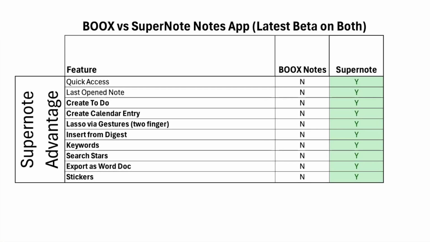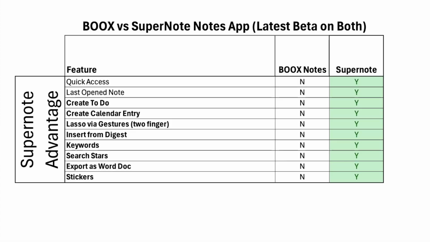Then a couple of other things. On the Supernote device, you can export your notes not only as PDFs, but also as a Word doc, which can help you, especially if you've converted to text, to be able to go and edit those in Word, in the Word native format.